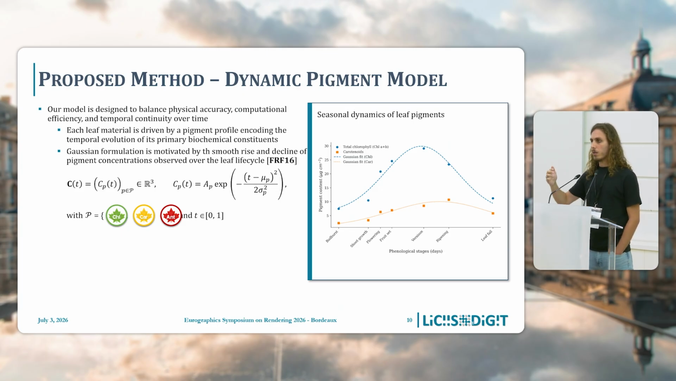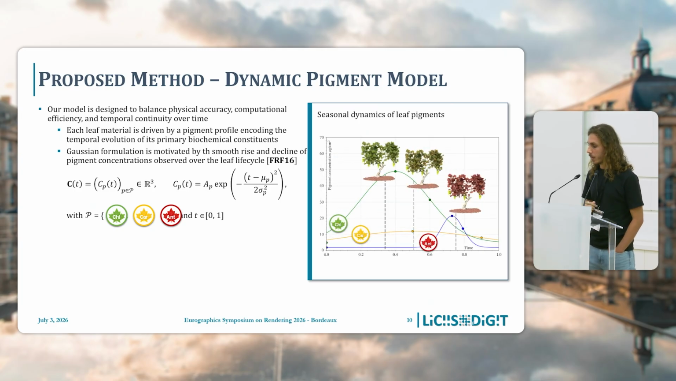But when you measure and use an actual dataset about leaves, you don't have enough points to interpolate all the data correctly. So we do a simple approximation with a Gaussian formulation to have a smooth rise and smooth decline. We compute these Gaussians for each pigment along the life cycle of our leaf. And with that, we can compute correctly, with previous formulations, the color of the leaf along the life cycle, and we can integrate the time dependence.